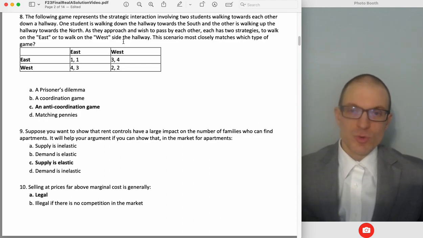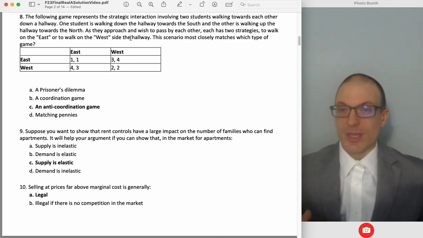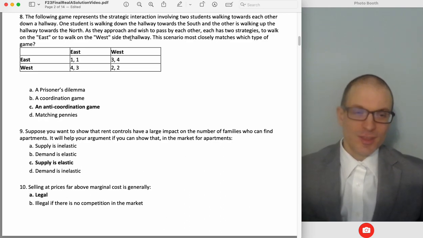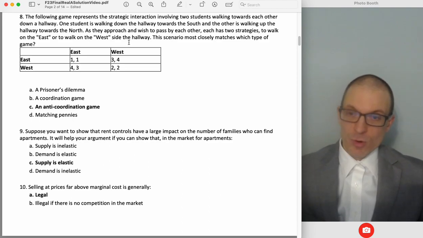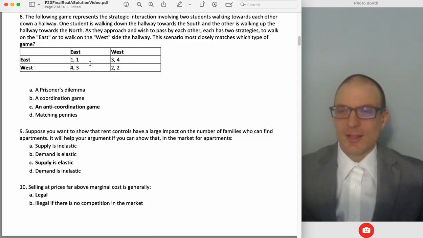As they approach and wish to pass by each other, each has two strategies. They can walk on the east, or they can walk on the west side of the hallway. So cardinal directions, there's one single east, one single west, right? So you could both walk on the east, then you're going to bump into each other. You could both walk on the west, then you're going to bump into each other, or do that sort of awkward dance around each other, I guess.